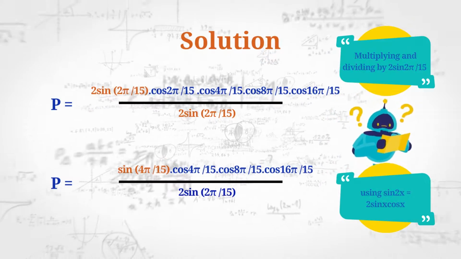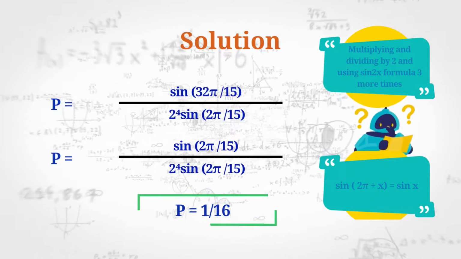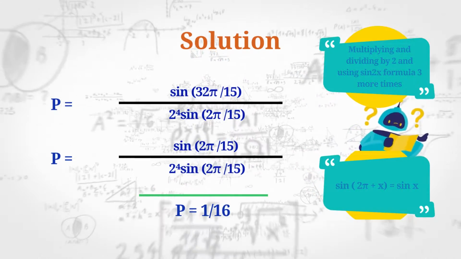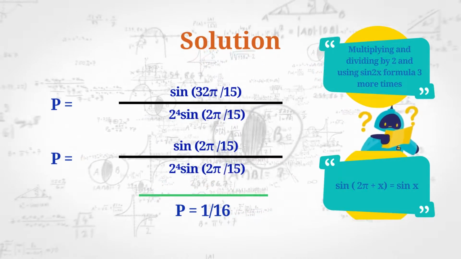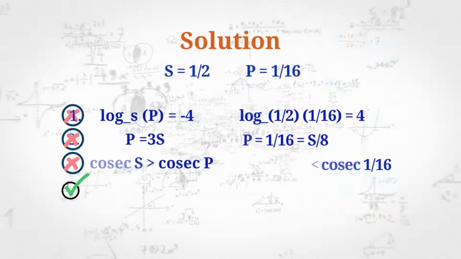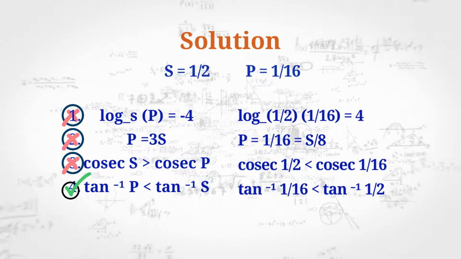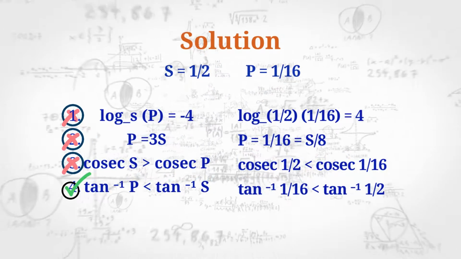And if we do this 3 more times, we'll get P equals sin 2 pi over 15 divided by 2 raised to the power 4 times sin 2 pi over 15, which gives us P equals 1 over 16. Now we can check all the options and we'll find out that the correct answer is option 4.